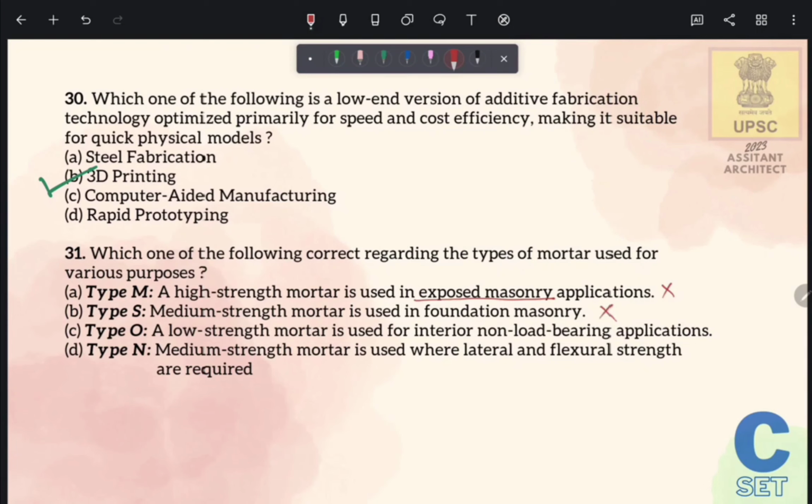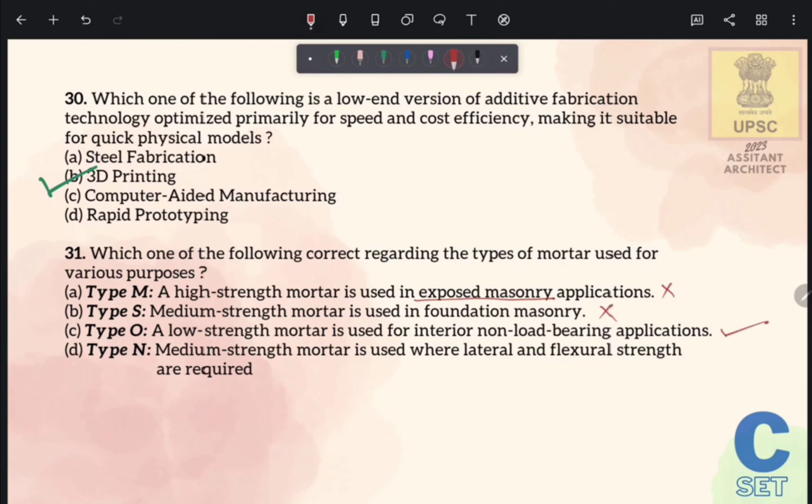Third statement is type O, a low strength mortar is used for interior non-load bearing applications. So this is a correct statement.